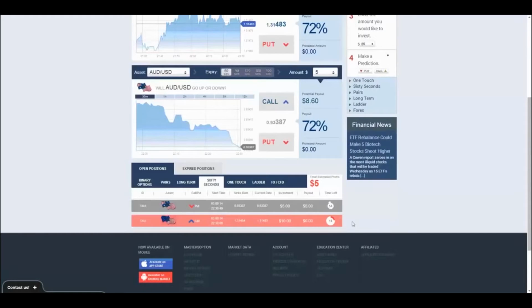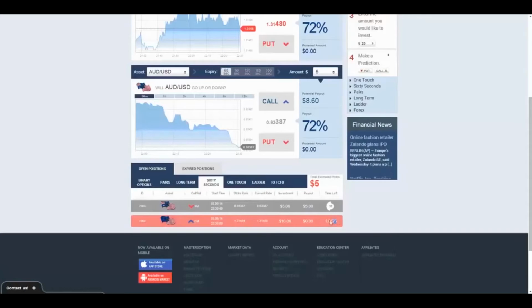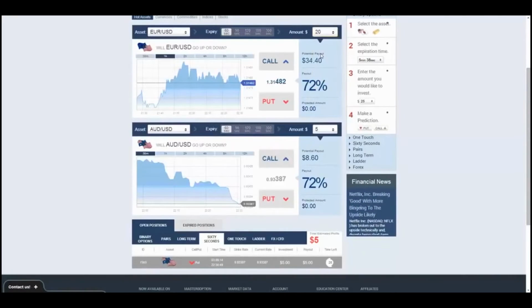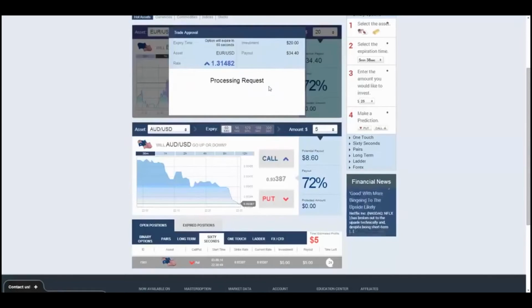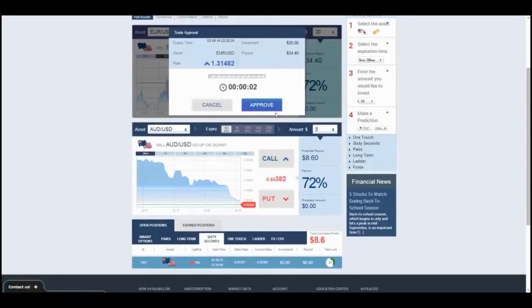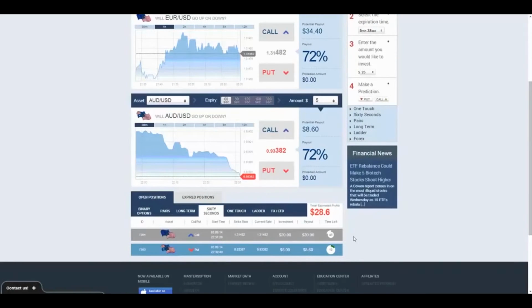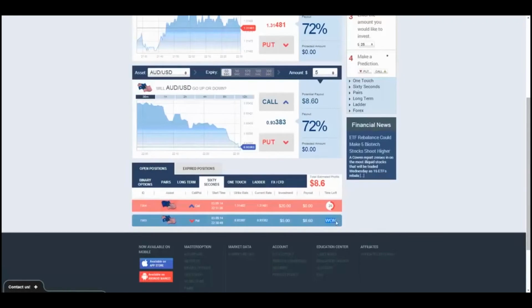Done. The fifth trade is almost closed now. That's it, and it's a loss. No problem at all. I'm just going to place another similar trade for double the amount. We were at $10, now we're betting $20. Done. Let's wait for the sixth trade to close. There you go. The sixth trade is now closed, and it's a win.